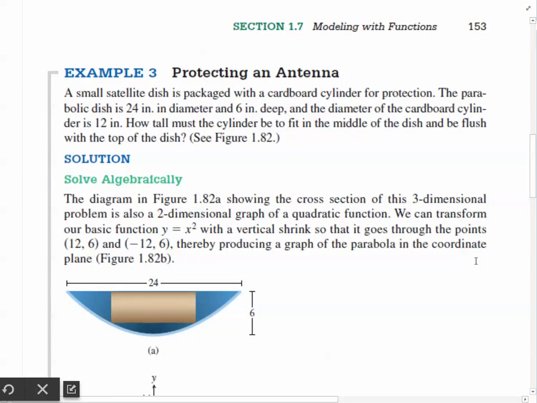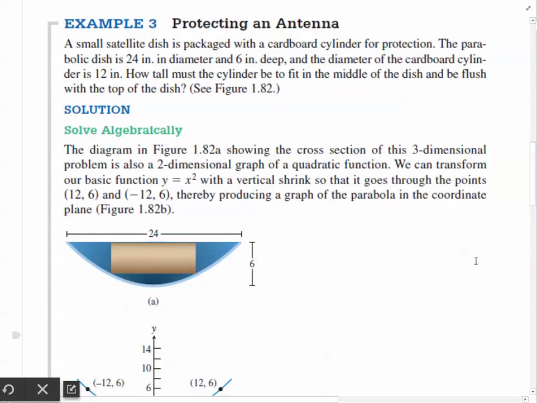The next thing we're going to look at is example 3, the antenna problem. So it says a small satellite dish is packaged with a cardboard cylinder for protection. The parabolic dish is 24 inches in diameter and 6 inches deep, and the diameter of the cardboard cylinder is 12 inches. How tall must the cylinder be to fit in the middle of the dish and be flush with the top? Okay, now this picture is not really showing it really well. The cylinder, the circle part of this cardboard cylinder is right here. If I could draw it, okay?